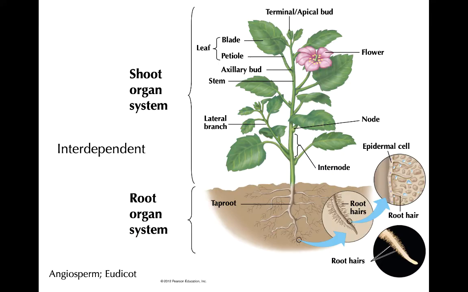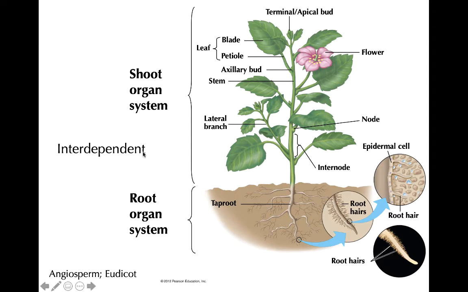So we know there's an organism, and then the next level of organization under an organism is the organ systems. So plants have two organ systems, the shoot organ system and the root organ system. Typically, the shoot organ system is above ground and the root is below ground, but that's not always true.